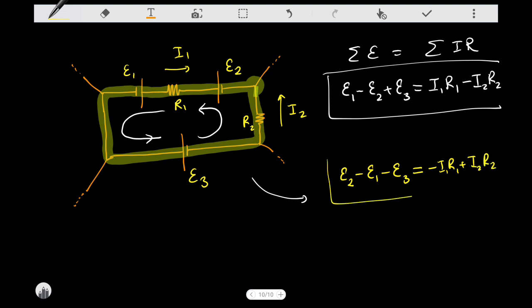Right? As you can see, I have obtained the same equation except that I multiplied both sides with minus 1. So that means that if I choose the direction of the loop in the opposite way, I essentially multiply both sides of my equation with minus 1.